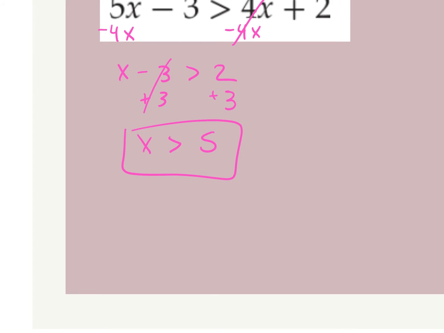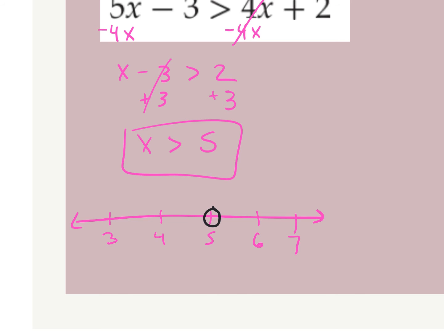I'm going to draw my number line. I'm going to say 3, 4, 5, 6, 7. So do I have an open circle or closed circle at 5? Open circle, because it's just greater than. It doesn't have that equal to.